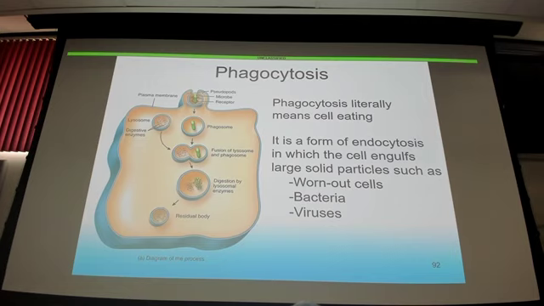Phagocytosis, cell eating, means you're going to take the plasma membrane and wrap it around that bacteria until it engulfs it, and then it will bring it in, and once again, lysosomes are going to help you destroy and break that down. And we can use this for a lot of things. Worn-out cells, bacteria, viruses. The lysosomes are very powerful. Your lysosomes can even digest the entire cell they're in.